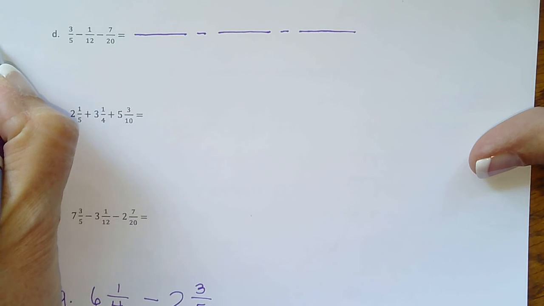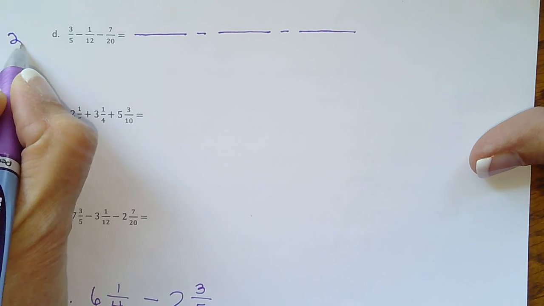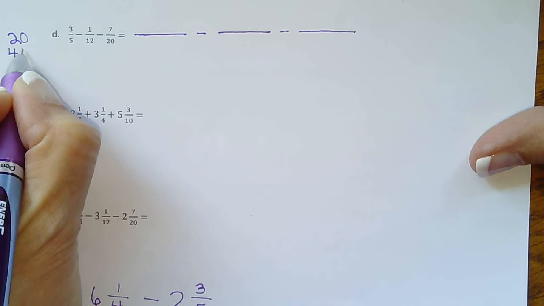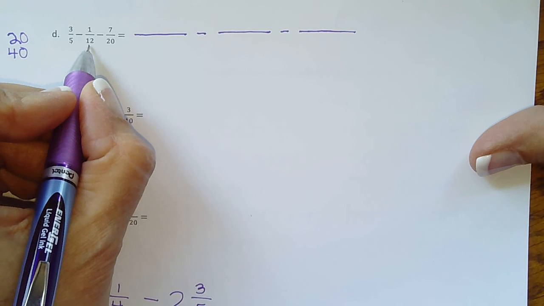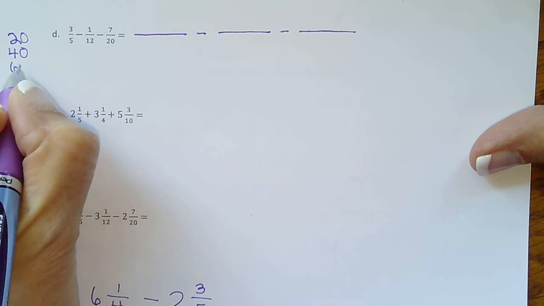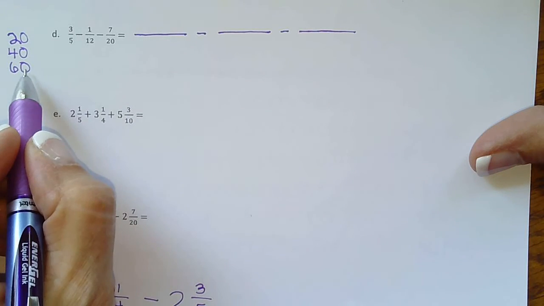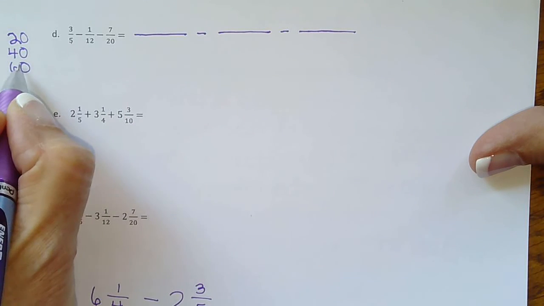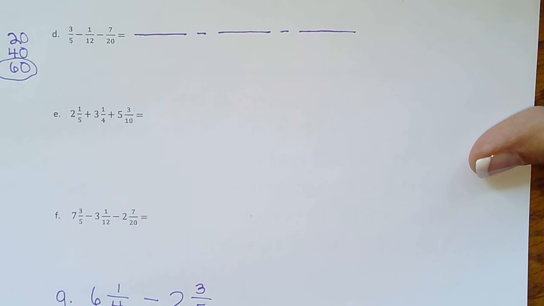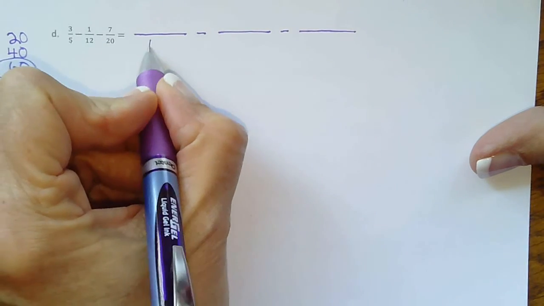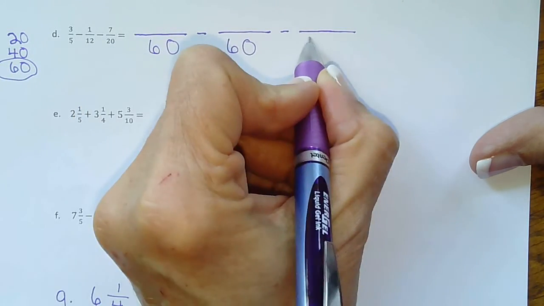So 20, whoops, not quite in the picture. 5 goes into 20, but 12 doesn't. 20 times 2 is 40. 5 goes into 40, but 12 doesn't, because 12 times 3 is 36. 20, 40, 60. 20 times 3 is 60. 5 goes into that. Yes, 12 goes into that, and 20 does. So there is our common denominator, 60. So 20 times 1, 20 times 2, 20 times 3, and we found a number they all go into. So our common denominators are going to be 60.